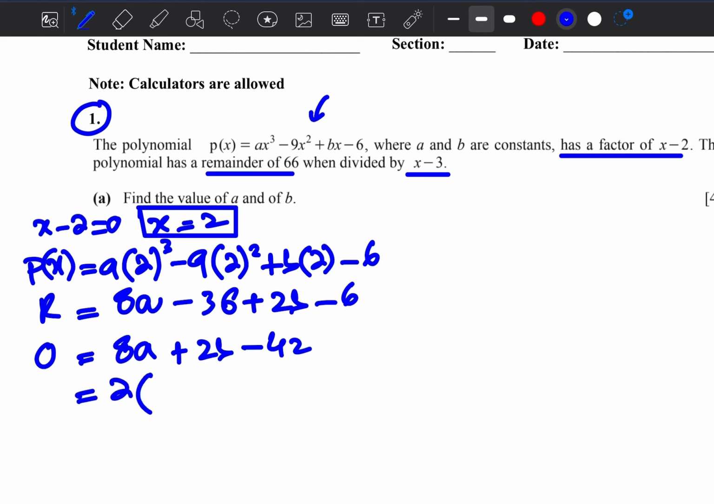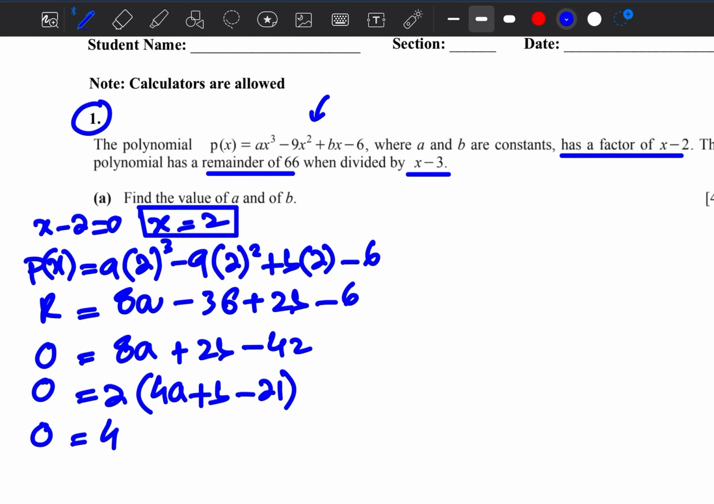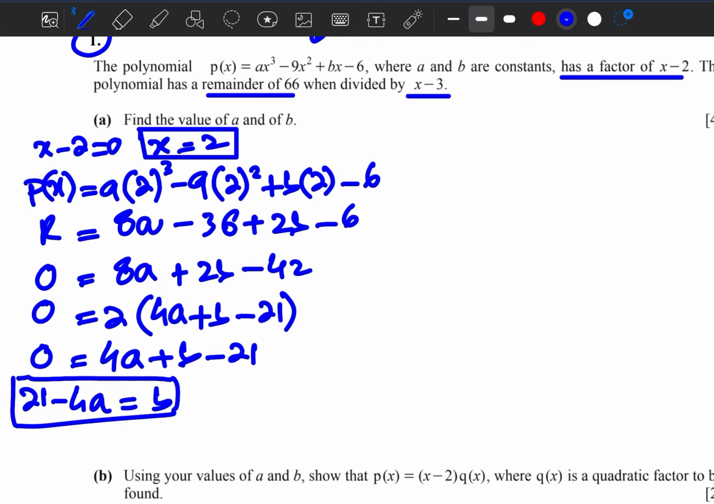I'm going to take 2 as a common factor, it becomes 2 times 4a plus b minus 21 equals 0. 2 is going to be divided into 0, and 0 divided by 2 is 0, so I'm not writing 2 again. I'm going to make b the subject now. So b equals 21 minus 4a. So I got the first equation here now.